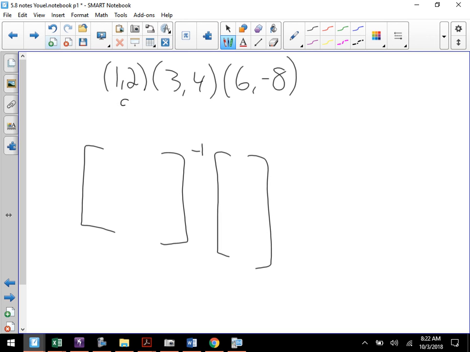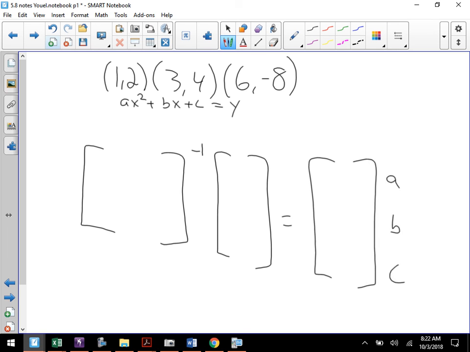And also remember it's ax squared plus bx plus c equals y. So this is going to equal... you're trying to figure out what a, b, and c are. Now, I don't know if you picked up on this yesterday, but the coefficient matrix was always whatever x squared was for the first column, whatever x was for the second column, and 1 for the third column. The last matrix was always your y value.